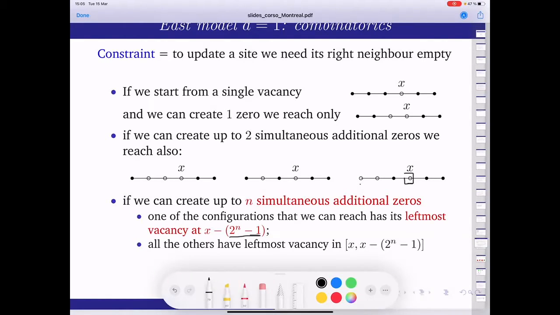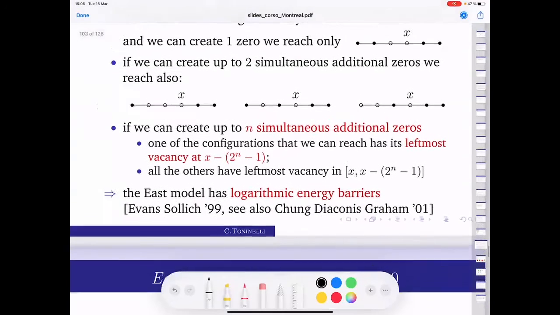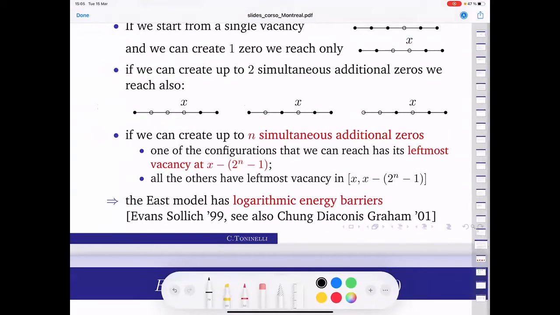So first of all, there exists a possible configuration which I can reach using at most n simultaneous zeros, which has a 0 at this position, and there exists no possible configuration that I can reach with these n simultaneous zeros which has a 0 to the left of that. Okay, and this is what I meant by saying that the East model has logarithmic energy barriers.